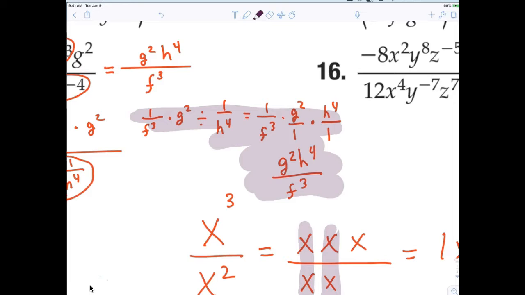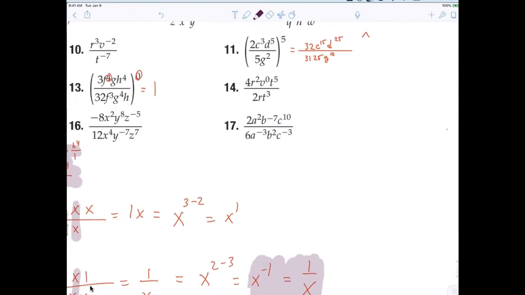Quickly. It's only when the exponent is negative. Only when the exponent is negative do you move it. All right? When you get to higher level math, you'll be able to leave it as negative exponents. But right now, they tell you to leave all the exponents as positive. All right? So now, let's take a look at 17.